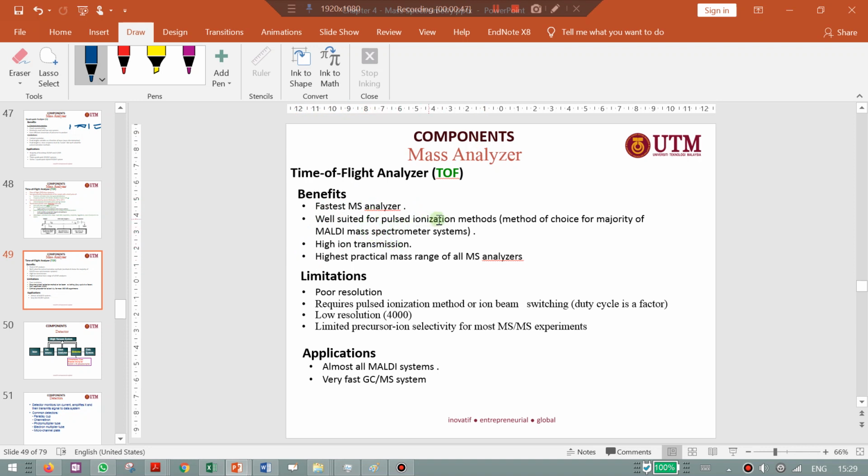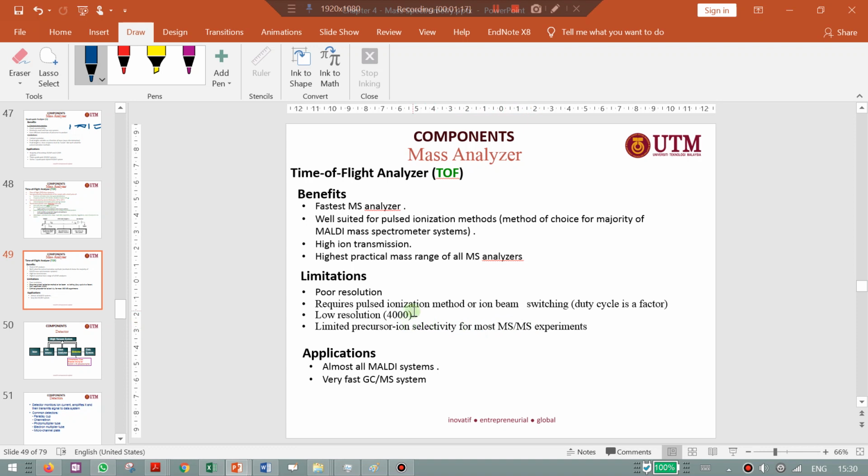It is well suited for pulse ionization methods, MALDI especially, with high ion transmission and the highest practical mass range of all MS analyzers. But the problem is poor resolution, and it requires a pulse ionization method or an ion beam switching method. Forget about the ion beam switching method because we do not learn about this. Low resolution power and limited precursor ion selectivity for most MS/MS experiments.